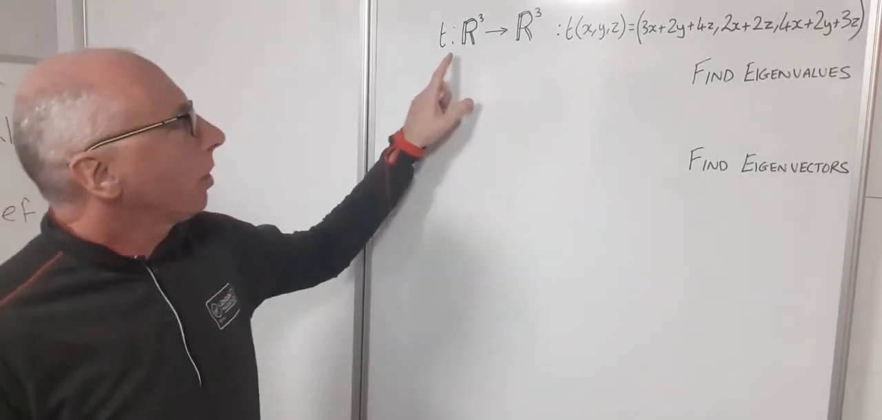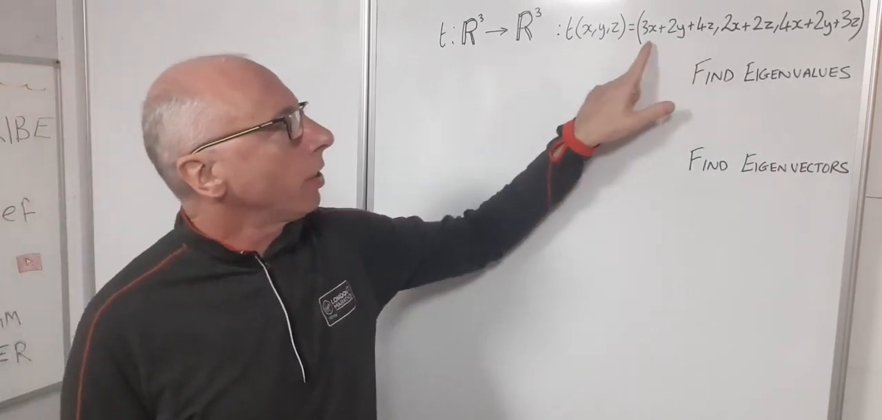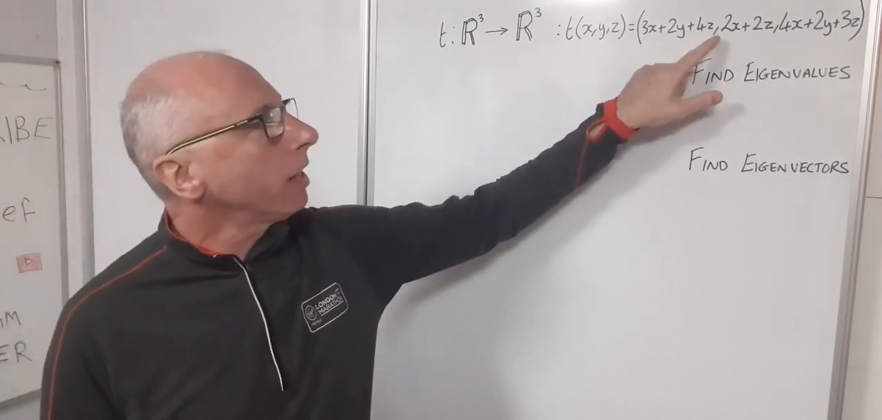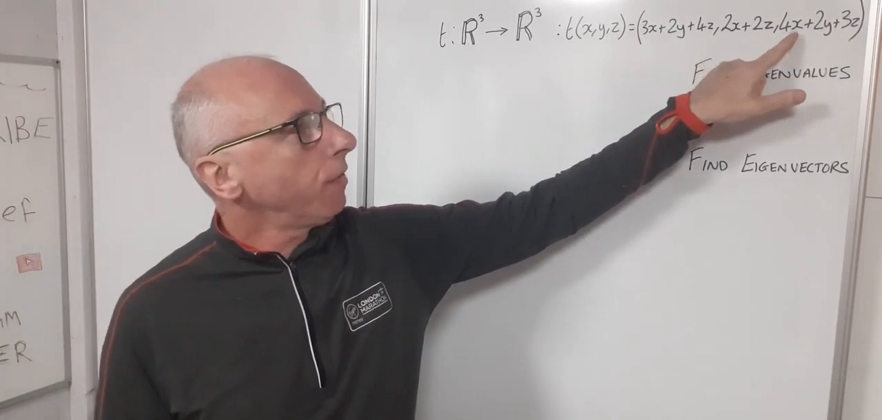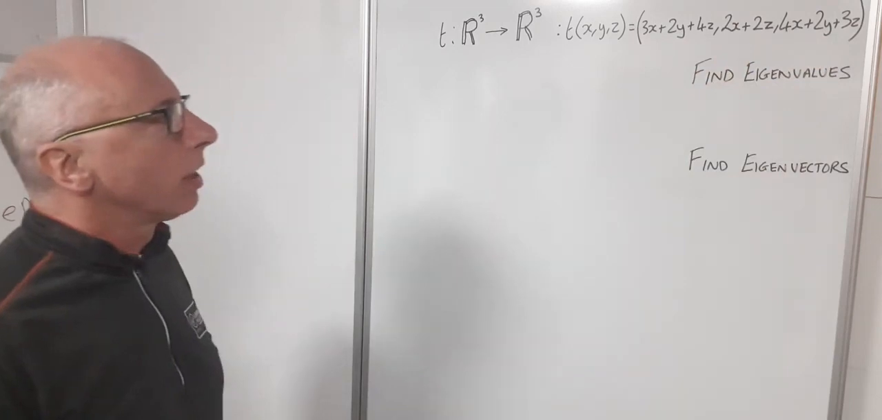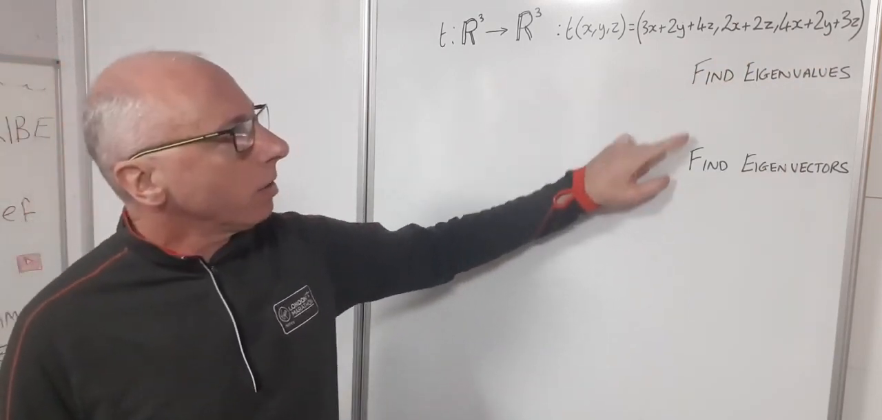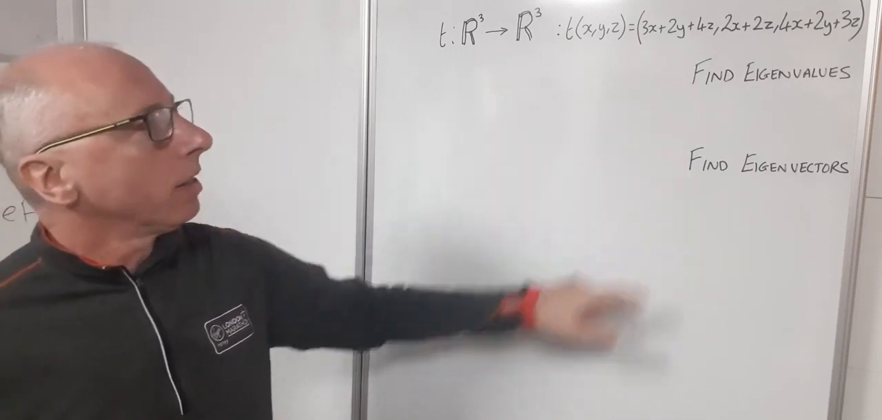So in this question here, we've got a three-dimensional linear transformation, which is given as this one here: 3x plus 2y plus 4z, 2x plus 2z, and 4x plus 2y plus 3z. There are x, y, and z components. Now, with that linear transformation, we want to try and find the eigenvalues and the eigenvectors.